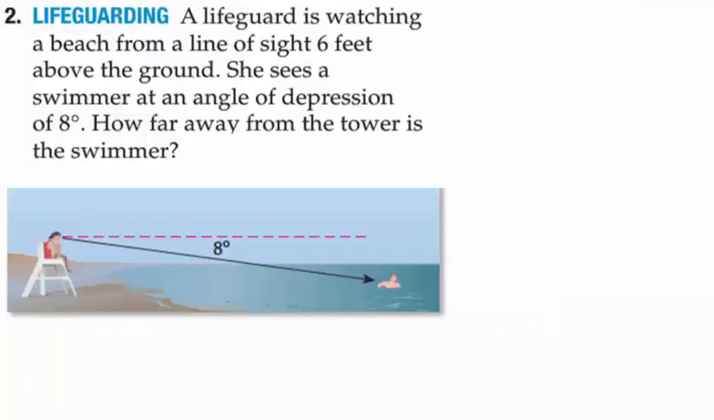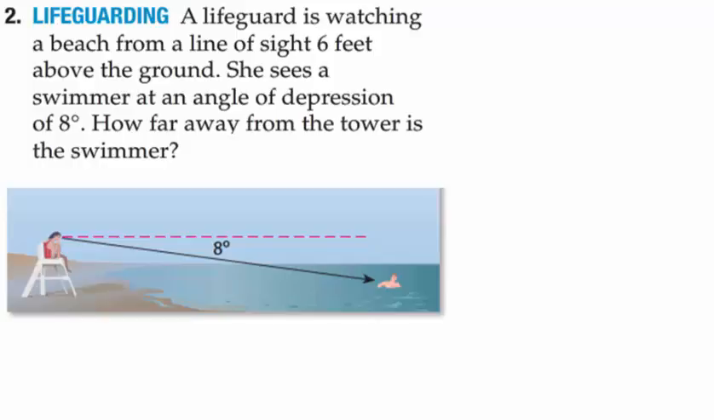Okay, here we have another example for an angle of depression. In this case, we have a lifeguard watching a beach from a line of sight 6 feet above the ground. She sees a swimmer at an angle of depression of 8 degrees. How far away from the tower is the swimmer?